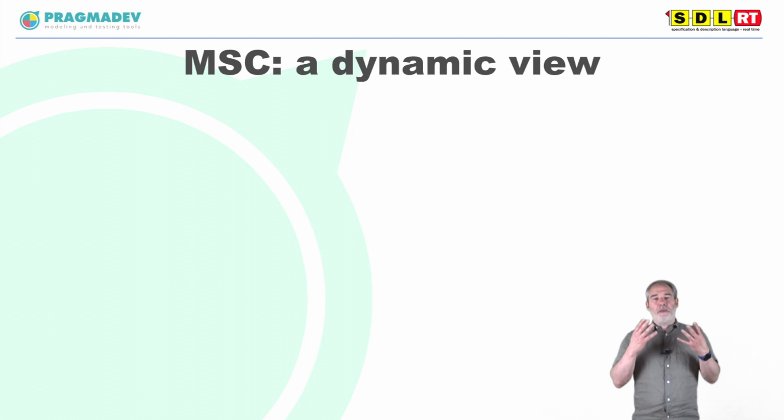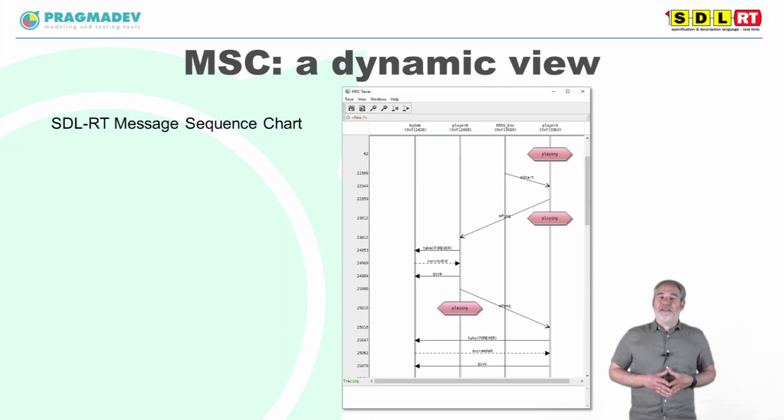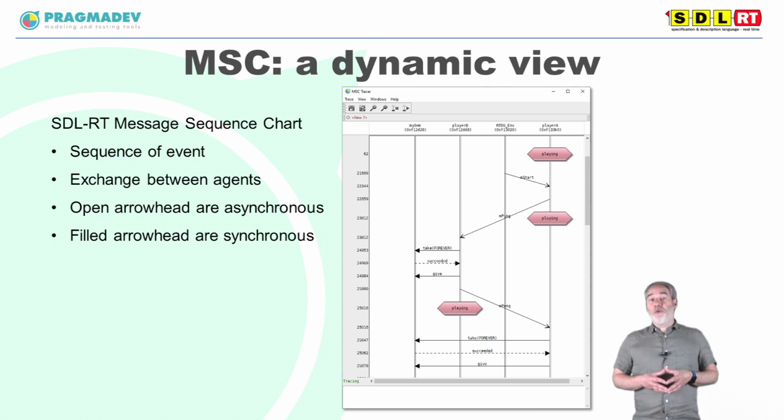A complementary view to what we have been discussing so far is the MSC. The SDL-RT message sequence chart, MSC, is similar to a sequence diagram. It is a dynamic view of the synchronization and the exchange of information in the system. Time flows from top to bottom. The vertical lines represent a structural element such as a task, the environment, or an object, a semaphore.